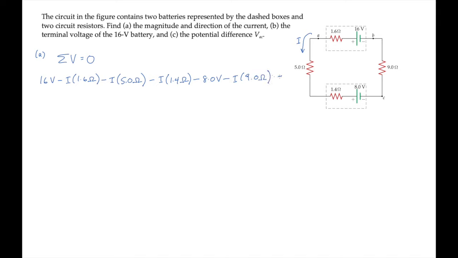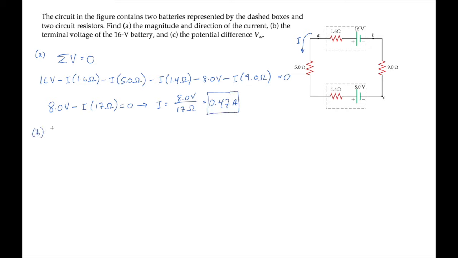All of those voltage changes must sum to 0, so we can simplify combining all the like terms. That tells us that 8 volts minus the current times the total resistance, 17 ohms, equals 0. Solve for the current I to see that it equals 0.47 amps. It's positive, which means that it's in the direction we assumed, counterclockwise.